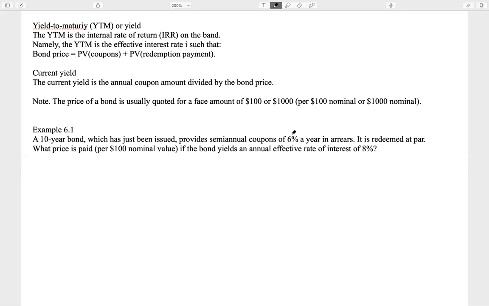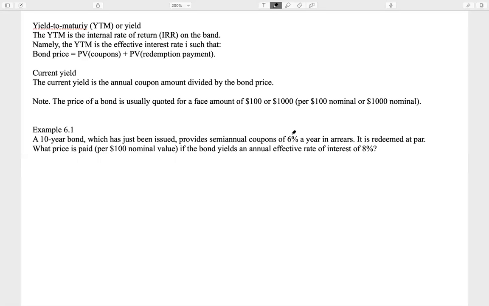This means all the payments are at the end of each period, meaning it's similar to an annuity immediate. All the payments are made at the end of each period. Here that would be at the end of every 6 months. It's redeemed at par, so the redemption value is the same as par.